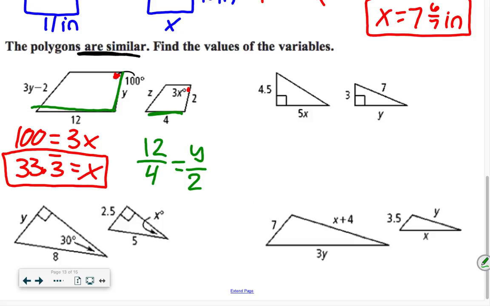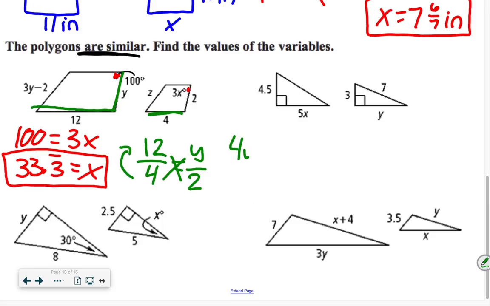Okay, not yesterday, 2 days ago, we kind of talked about this. You don't have to cross multiply here. Cross multiplying will always work, but you can also look at your fractions. How do I get from 4 to 12? How about we just cross multiply?